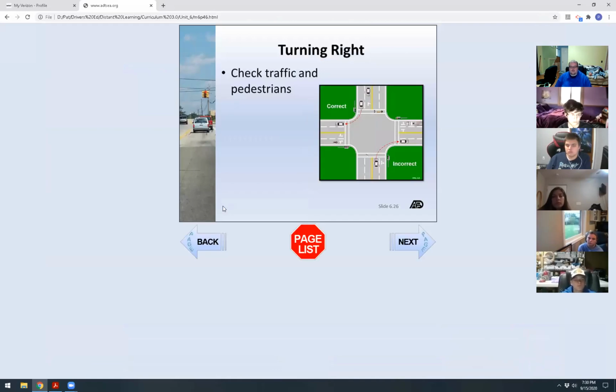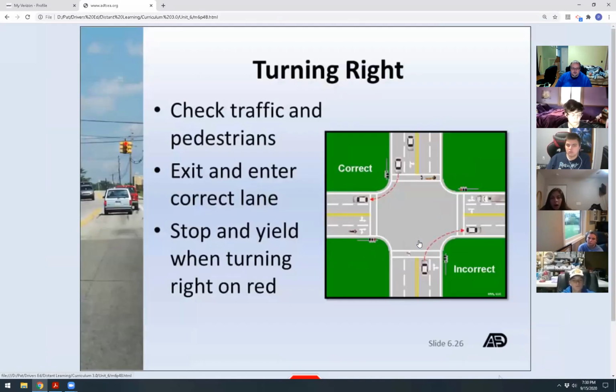All right, making right turns. Let's see if the picture gets bigger here. Yes, okay. So again, we're checking traffic, we're checking pedestrians, but let's look at the picture. So this person did it correctly. They started in the rightmost lane, they ended in the rightmost lane.